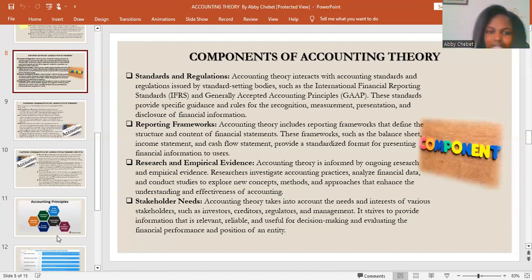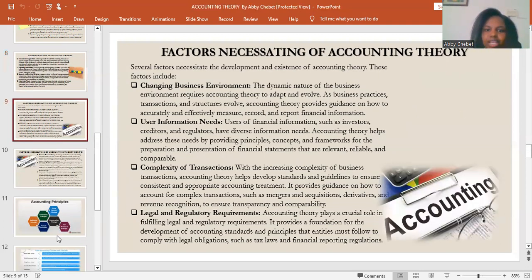The fourth one is stakeholder needs, which means accounting takes into consideration the needs and interests of various stakeholders, such as investors, creditors, regulators, management, and so much more. Stakeholders are literally anyone who is part of a given company or organization. We have the factors necessitating accounting theories. The first one is the changing business environment, wherein we have a nature that's quite dynamic. It keeps changing, and so there's need to adapt and evolve these business practices and transactions.